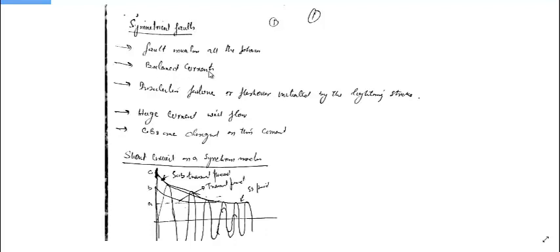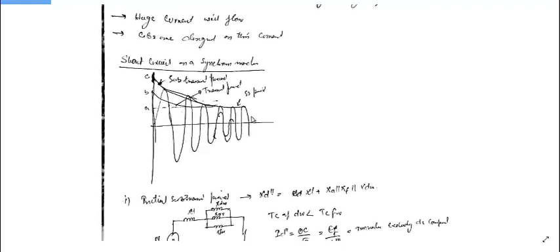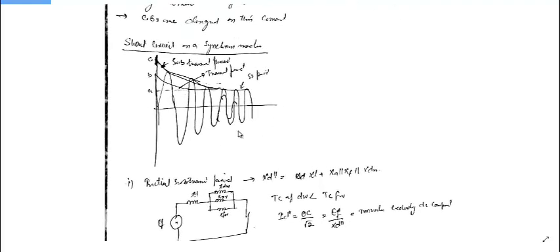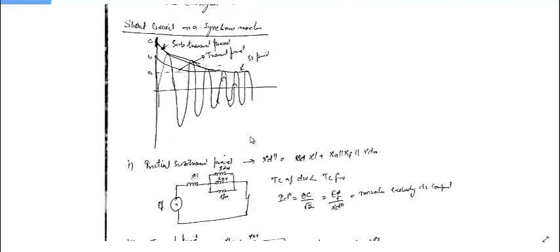That's why they are balanced currents, and this results from insulation failure and flashover initiated by a lightning stroke, as I discussed in the first class. So these are the two main reasons for three-phase faults. It results in huge current, and usually circuit breakers are designed on this basis. Before explaining this graph, I will tell you some basics of the synchronous machine.